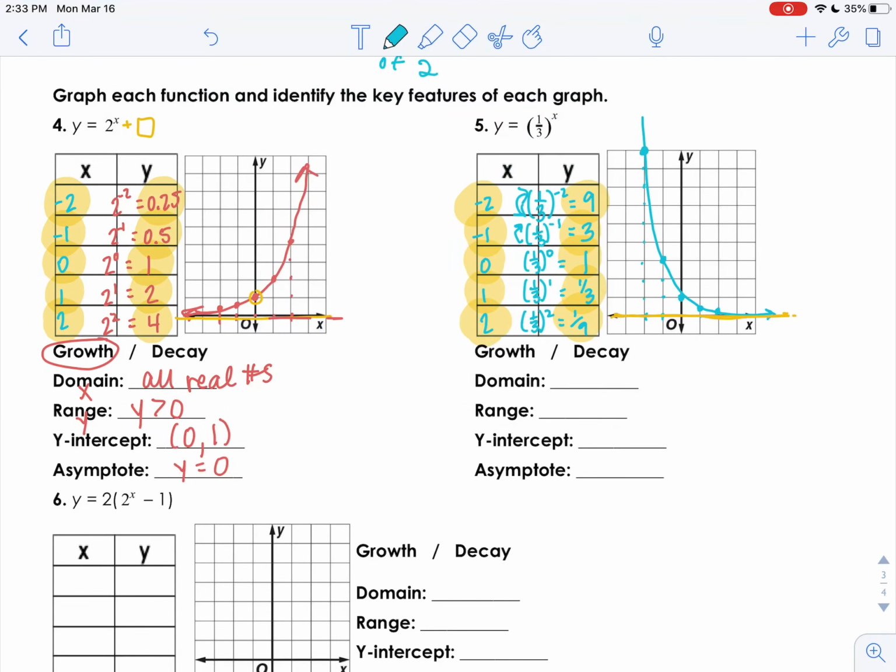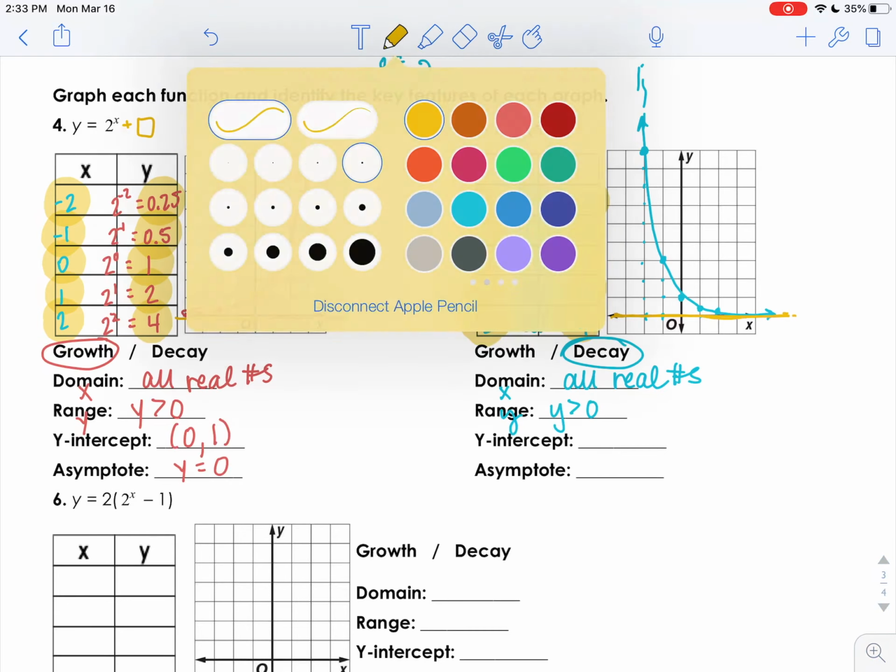So now we can answer the questions. Is this growth or decay? This is decay because it's going down. The domain, which are the x values, well, x can be anything we want it to be, so all real numbers. The range, which are the y values, we've got to be careful. This function starts up really high. It goes up to infinity, but as it comes down, it levels off at 0. So once again, y has to be greater than 0.